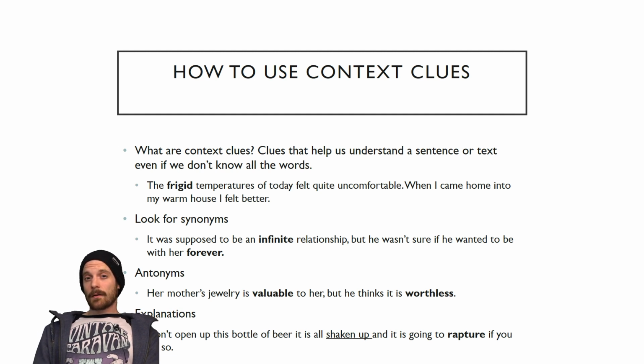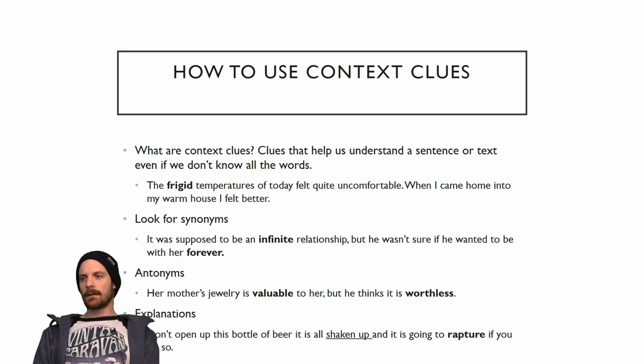Other structures that use synonyms could look like the following example. It was supposed to be an infinite relationship, but he wasn't sure if he wanted to be with her forever. So in this case, we have a synonym. The important word here is infinite relationship. If you don't know it, you can just keep on reading, and then you're gonna stumble upon the word forever. And then you know that infinite must mean forever. So very easy.